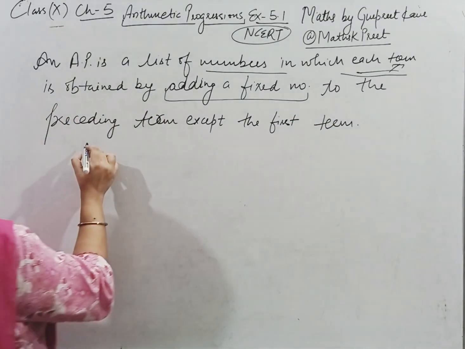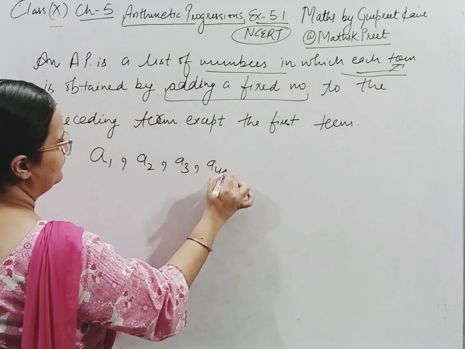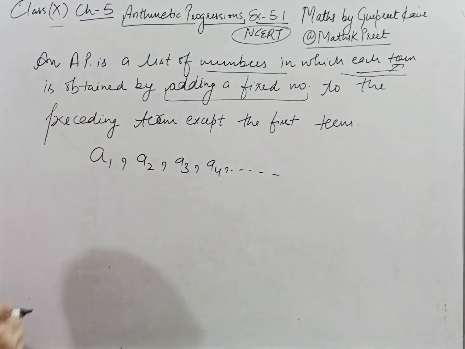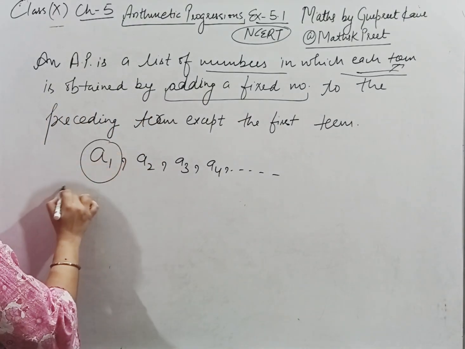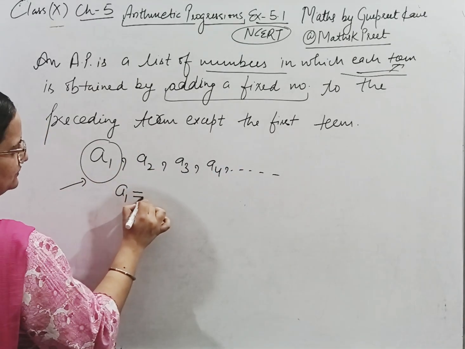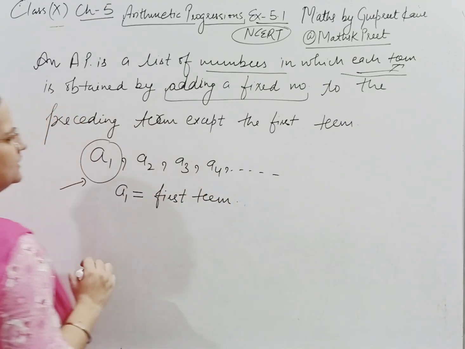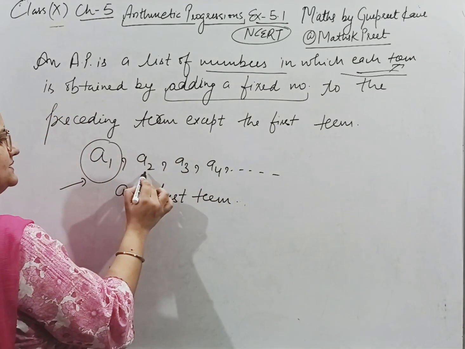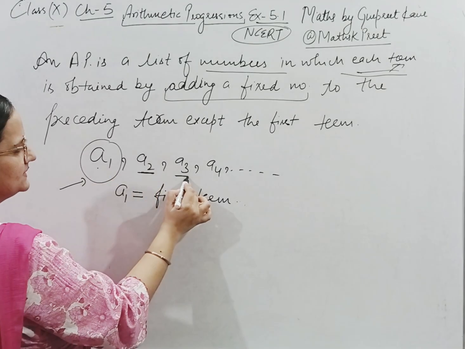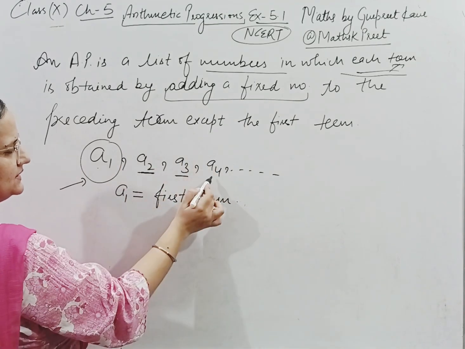So let me write the general form of AP: A1, A2, A3, A4. These are a list of numbers. All these numbers are known as terms, and the first number is known as the first term. A3 is succeeding A2. A4 is succeeding all the three, but particularly it is next to A3.